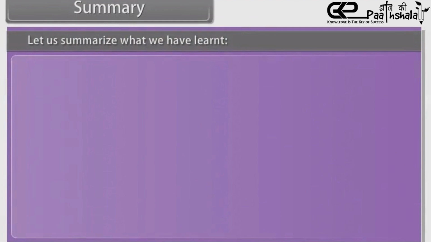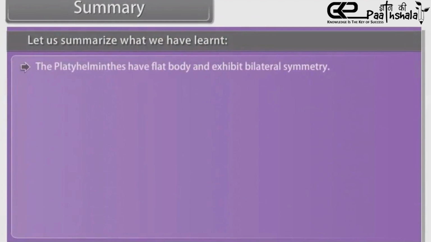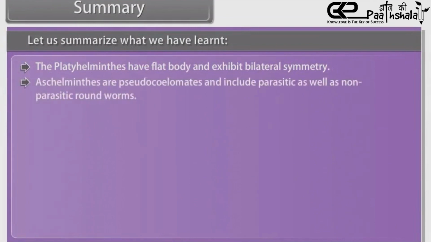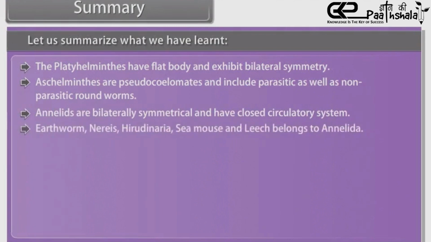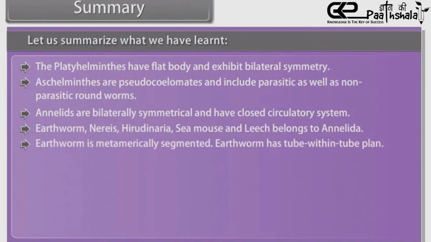Summary. Let us summarize what we have learnt. The platyhelminthes have flat body and exhibit bilateral symmetry. Aschelminthes are pseudocoelomates and include parasitic as well as non-parasitic roundworms. Annelids are bilaterally symmetrical and have closed circulatory system. Earthworms, Nereis, Hirudinaria, sea mouse and leech belong to Annelida. Earthworm is metamerically segmented. Earthworm has tube within tube plan.